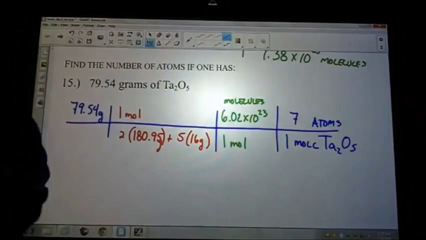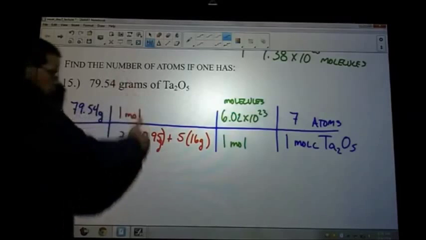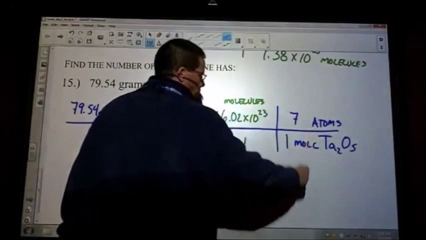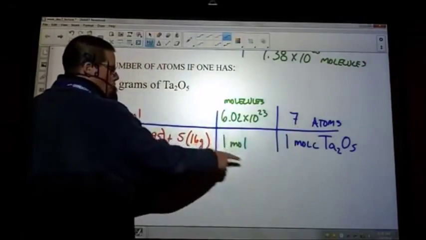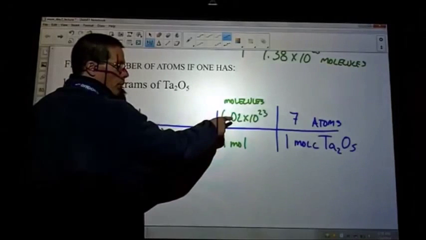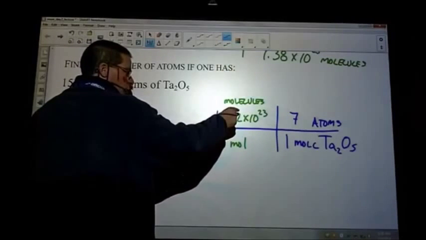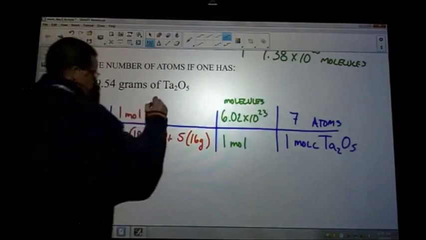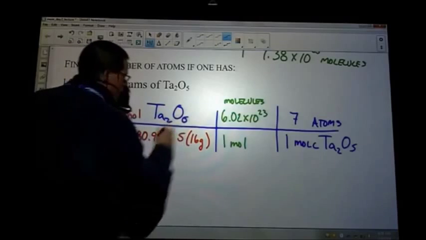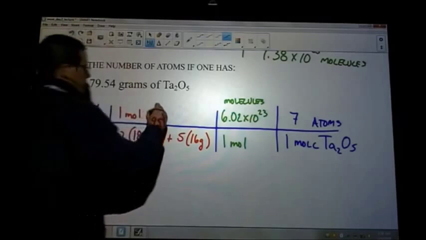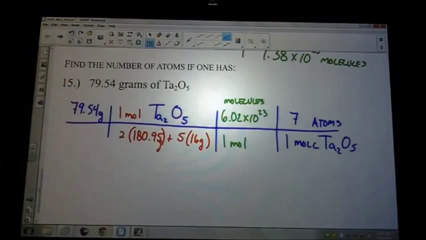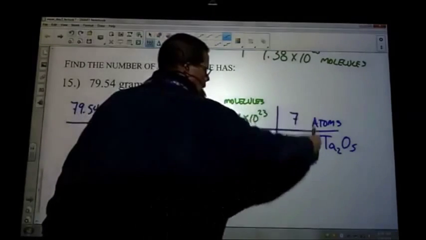Okay. So here's when we look at our, remember our verticals? These things are equal to each other. Okay. So in one molecule, I have 7 atoms. In 1 mole, I have 6.02 times 10 to 23 molecules. In 6.02 times 10 to 23 molecules, I have 1 mole of something. And in 1 mole of Ta2O5, I have this molar mass, whatever it is. Okay. So keep the columns equivalent.